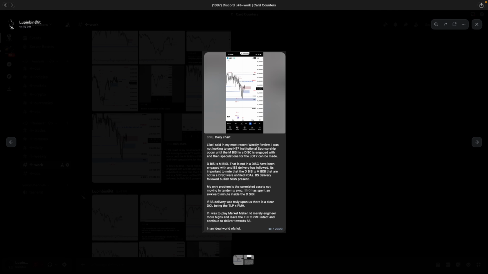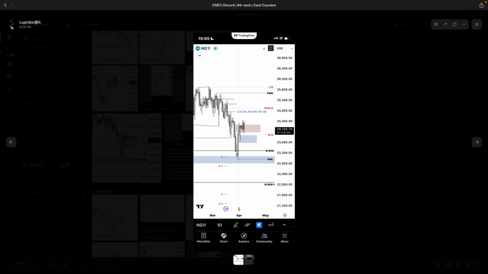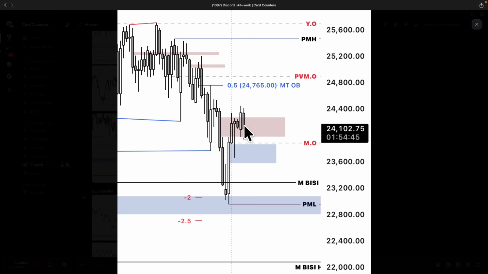I was saying this because there is still the idea of price action delivering down to this monthly BISI high. I was saying this with the speculation of looking to see how this daily candle was going to close, and see if we were going to close under the low of this SIBI as well as under the opening of this candle right here.